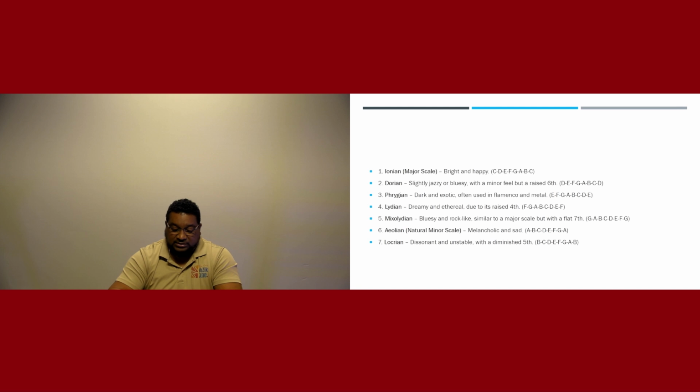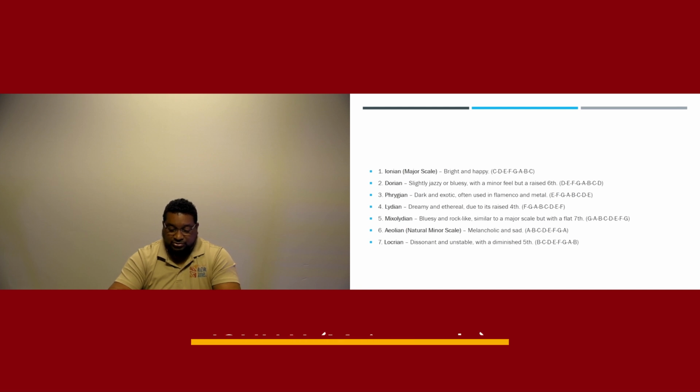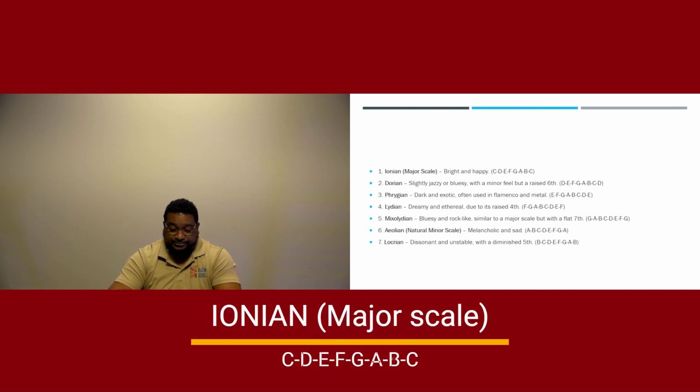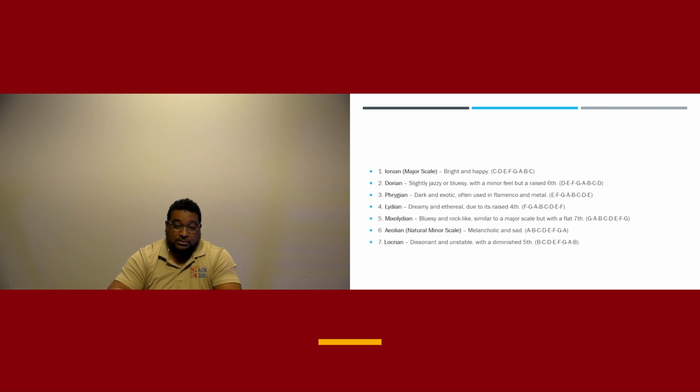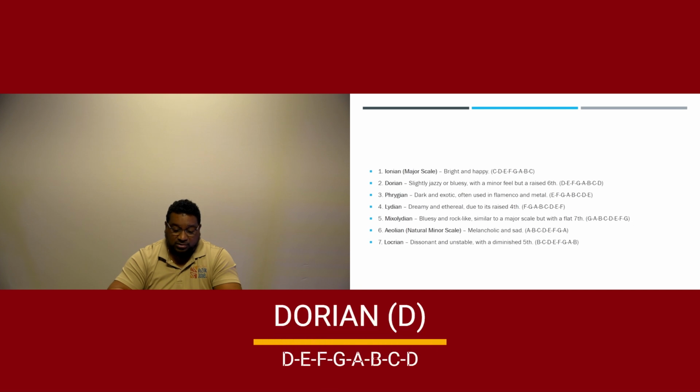So first we start with C major, or the Ionian mode. So it sounds like this. So we know where the semitones are. Dorian mode. This is slightly jazzy, slightly bluesy.